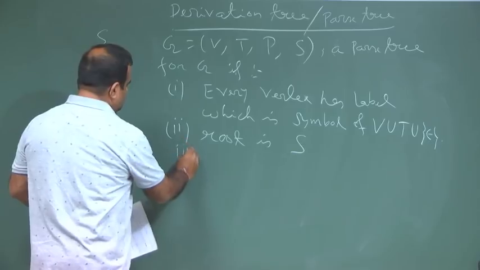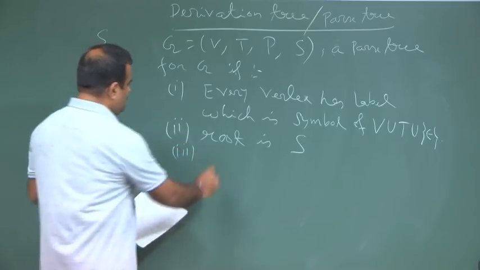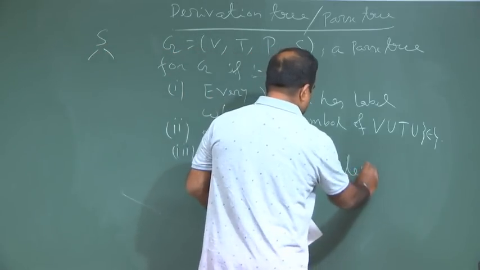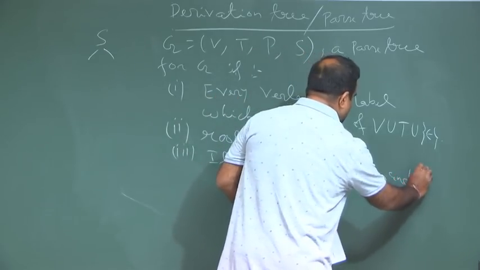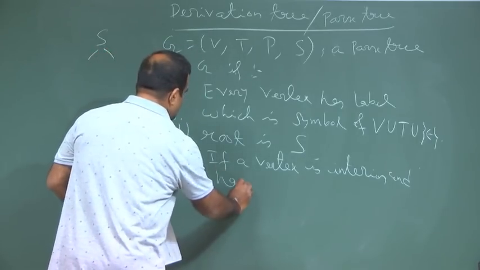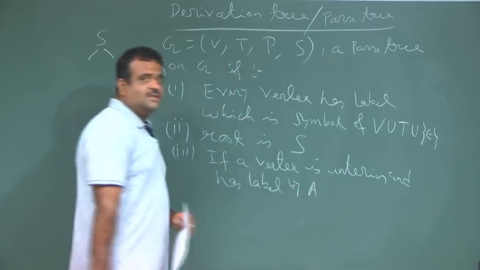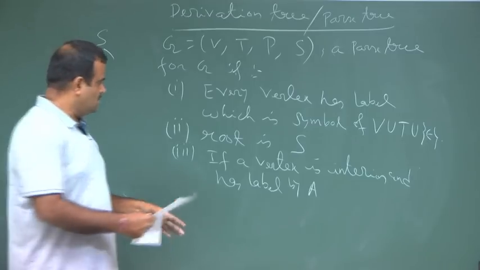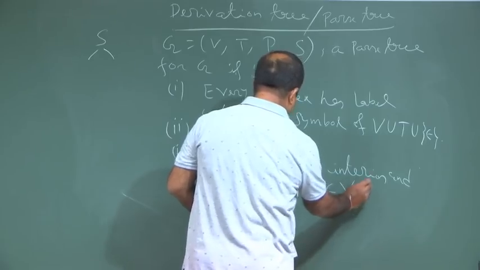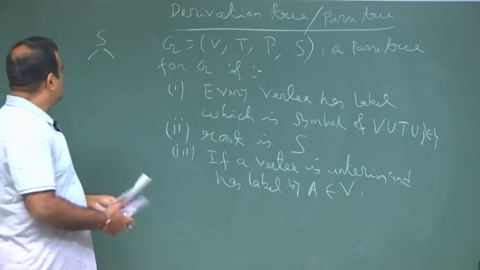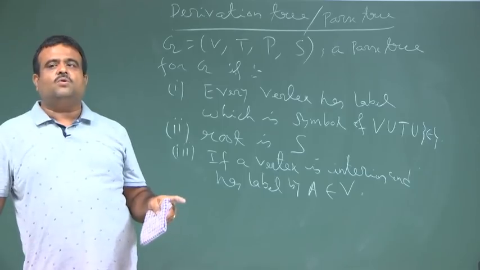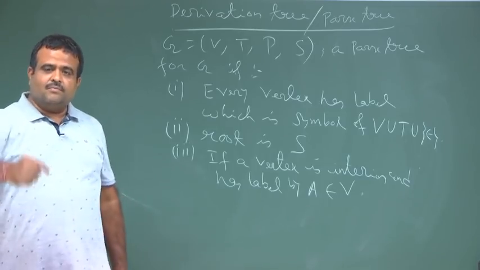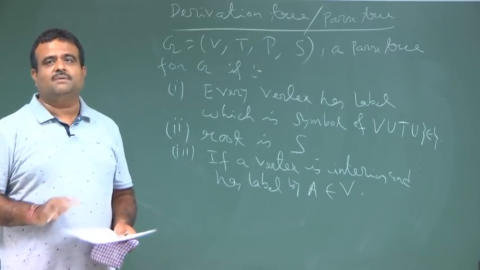Okay. So, now the third condition is, if a vertex is interior and is labeled by A, then A must be a variable. So, only the interior vertices are the variables, and all the leaf vertices are either epsilon or terminals. All the leaf vertices are terminals, because once we reach a terminal, we have no more production, because there is no rule which goes from a terminal to something. So, we stop at the terminals. Before that, all the interior vertices are labeled with variables.